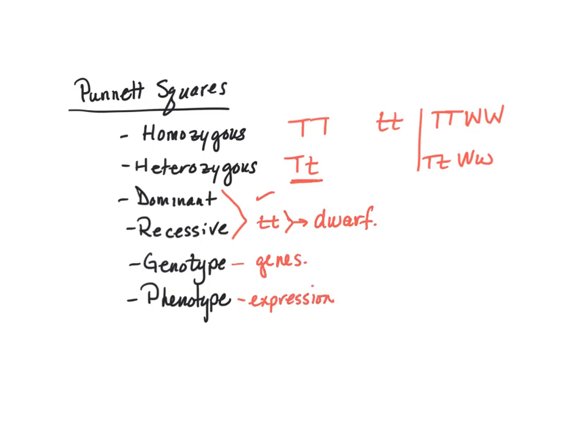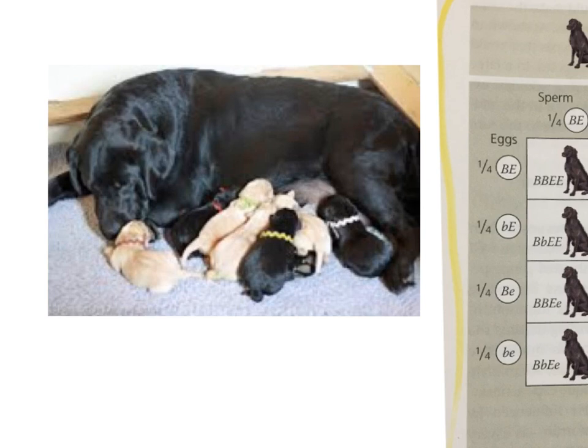So the genotype would be homozygous dominant or heterozygous. The expression would be tall or dwarf or round or wrinkled. That's the phenotype. Okay, so that's just a quick summary of the things that you guys should understand if you understand the unit on Punnett squares. There are a number of reasons to have you guys learn about Punnett squares.